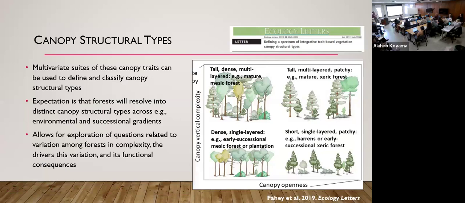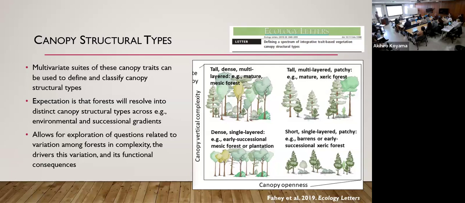From a data perspective, we think one good way to do this is to use all these metrics together to try and define canopy structural types. So if you have 30 different traits that describe different physical properties of the canopy, you can mash those together and try to come up with types of canopies, and then try and link that to functional outcomes, to management strategies, to disturbance histories and that kind of thing.